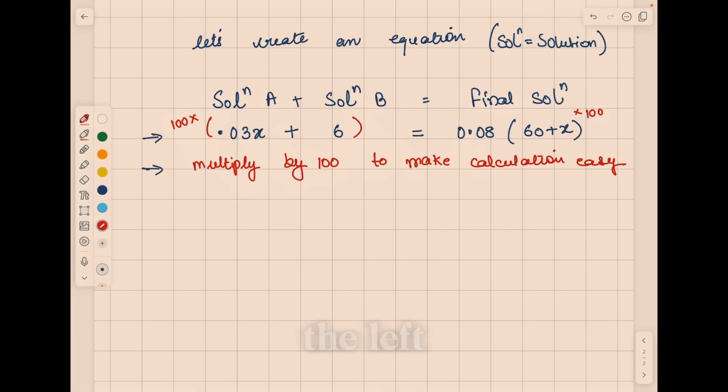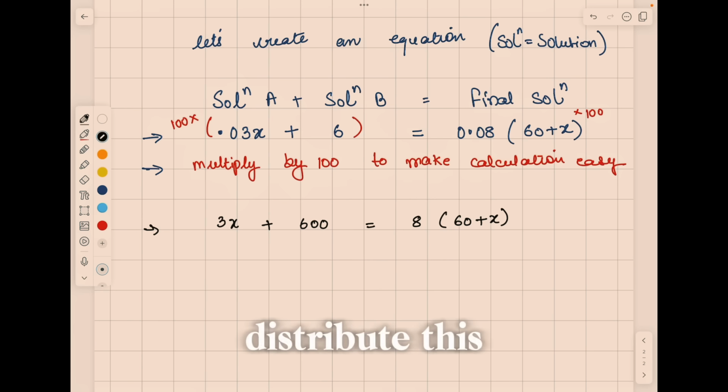So distribute 100 on the left side. You will get 100 times 0.03X, which is 3X, plus 600 equals. Don't make a mistake: multiply the 100 by both the terms in the parentheses and the factor outside. So I'll multiply 0.08 by 100. Let's rewrite this again: 3X plus 600 equals 0.08 times 100, which would be just 8, times 60 plus X.